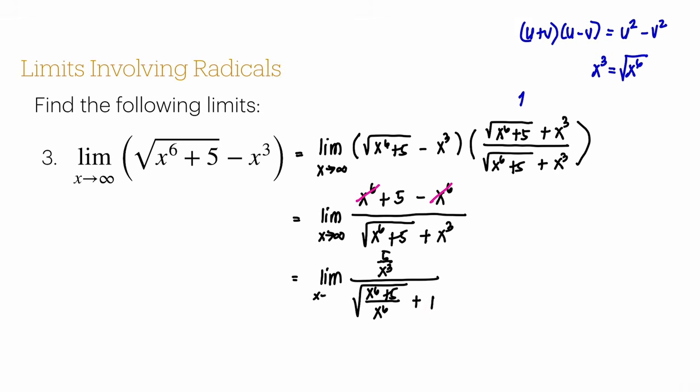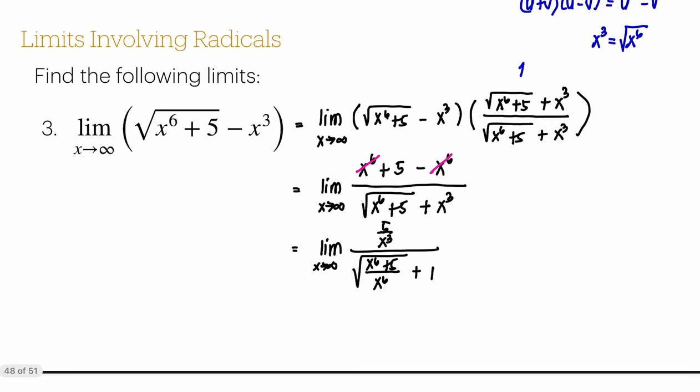as x approaches infinity. So this is then equal to the limit of 5 over x cubed over the square root of 1 plus 5 over x to the power of 6, rather, plus 1 as x approaches infinity. And so upon substituting, this becomes 0, right? This is also 0, so the square root of 1 is 1, plus 1. So this is equal to 0 over 2, which is just equal to 0.